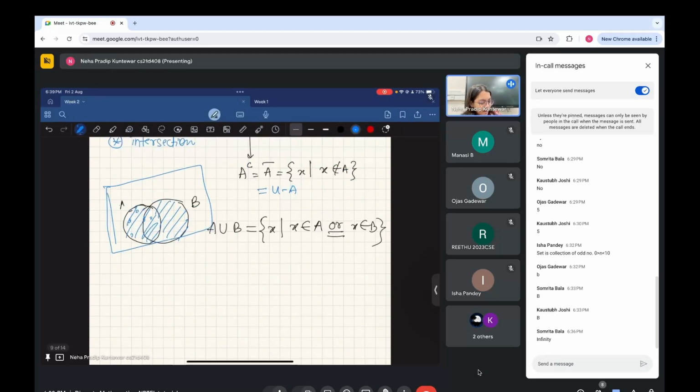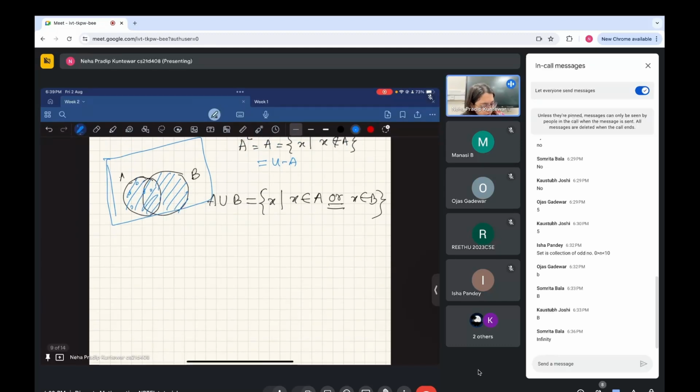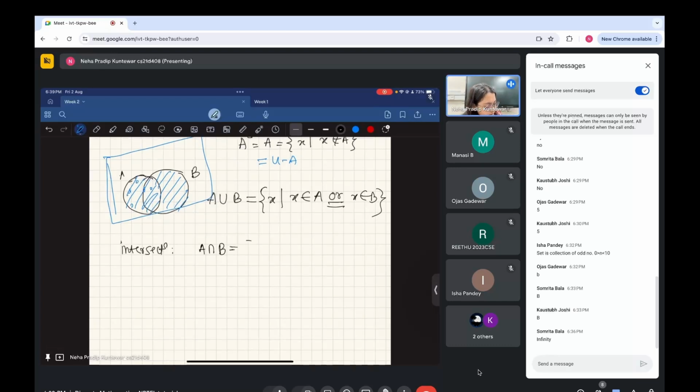Now let's draw what the intersection looks like. We define A intersection B. This is just a slight modification of the previous definition. It is the set of all elements that are contained in both the sets A and B. So the keyword here is and. In the case of union, you want it to be or. It should be either in A or in B. Here you want it to be in both. So what does this look like?